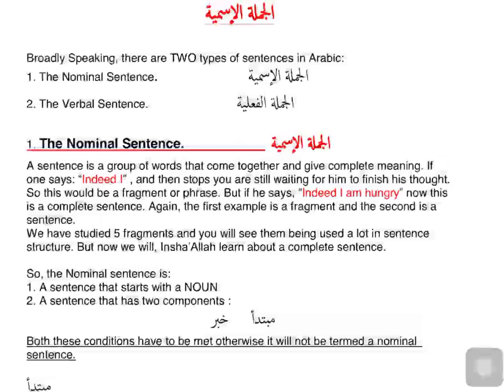How do we decide if a sentence is Jumla Ismiya or it's Jumla Fi'liya? It's pretty simple. Basically, when we are given a sentence, we look at the first word in the sentence. If that first word is an ism, the Jumla is a Jumla Ismiya. If the first word is a fi'l, the Jumla is a Jumla Fi'liya.